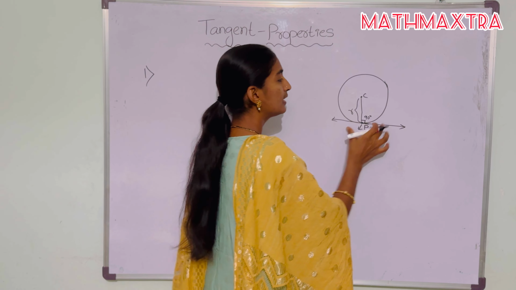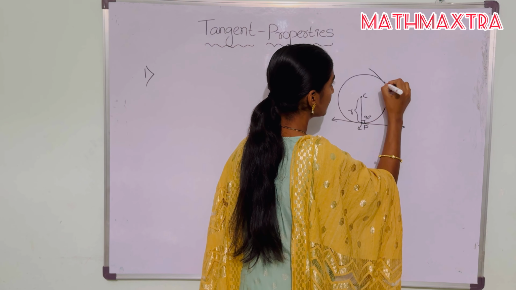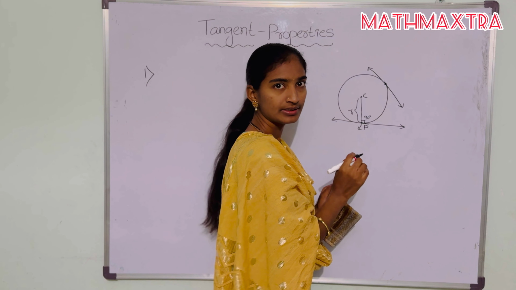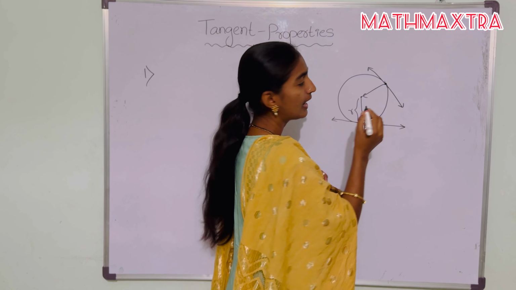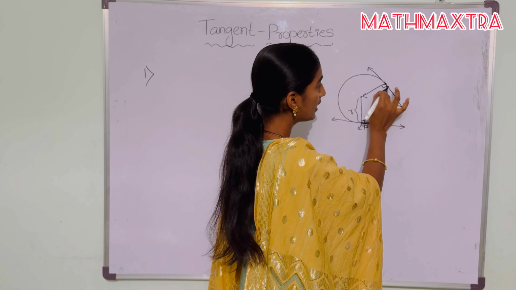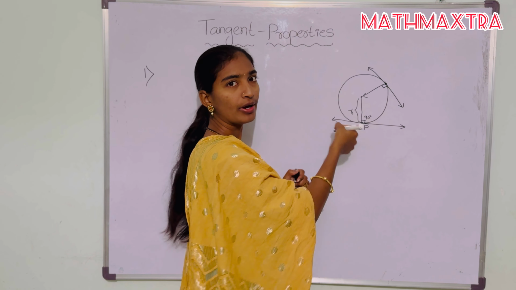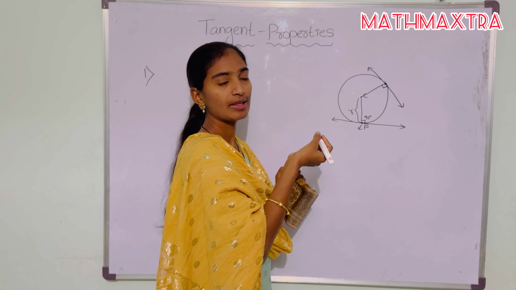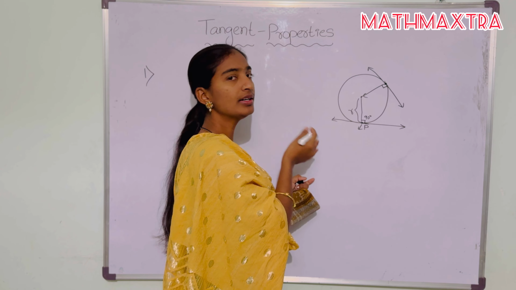So if you take this tangent here, what happens? If this is a tangent line and this is the point of contact, then through this point of contact, if you draw a radius, it is perpendicular, means this tangent line is perpendicular to the radius of the circle. So wherever the tangent meets the circle, at the point of contact, the tangent line is perpendicular to the radius.